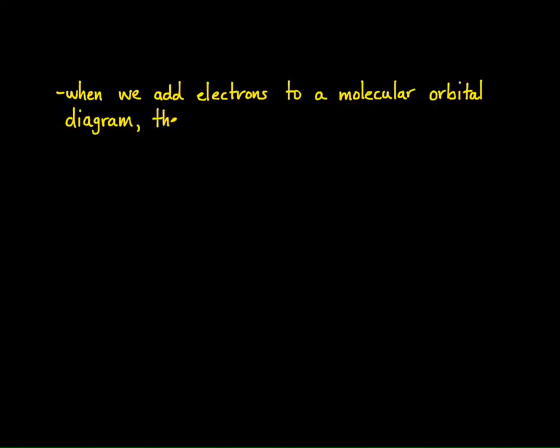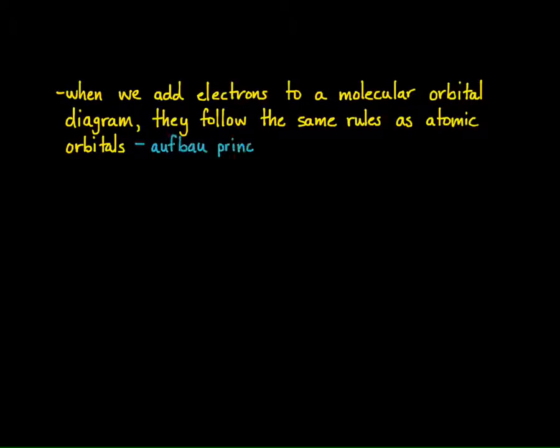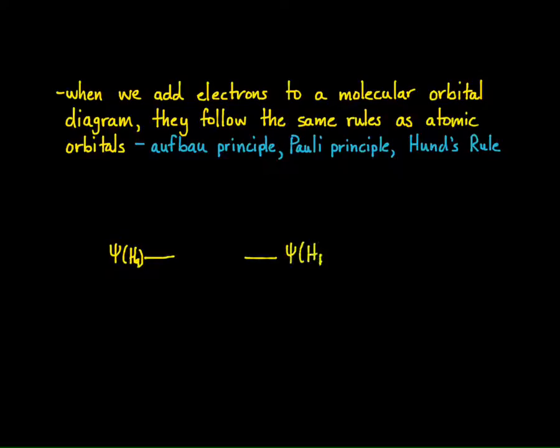Okay, so let's add electrons. And when we add electrons to a molecular orbital diagram, they follow the same rules as those of filling atomic orbitals, right? So at the very beginning of the chapter, there's a nice little review of how electrons go into atomic orbitals, right? And this deals with the Aufbau principle, the Pauli exclusion principle, and Hund's rule. So these rules still apply to molecular orbital diagrams. Now, let's construct our diagram and see what happens.